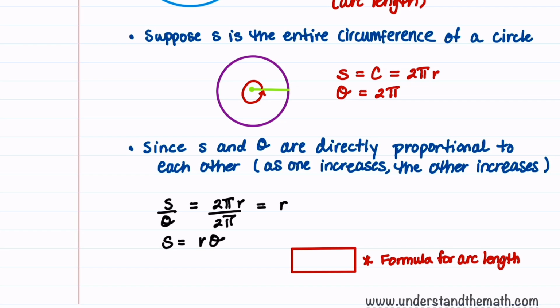So let's go ahead and add that. So this is our formula for arc length. So it's S is equal to r times theta. We need to make sure that we note that theta must be in radians and not degrees. The reason for this is that S and R are both distances.